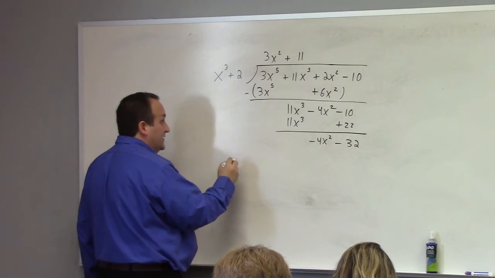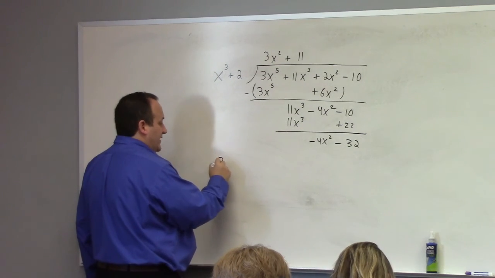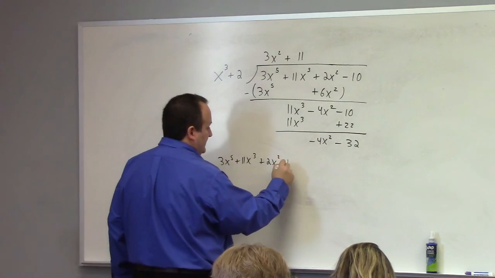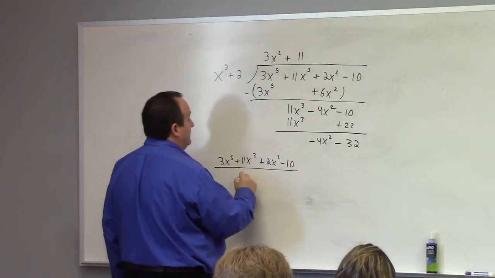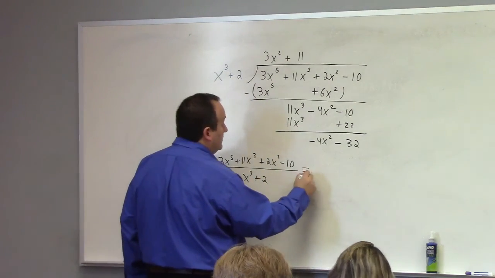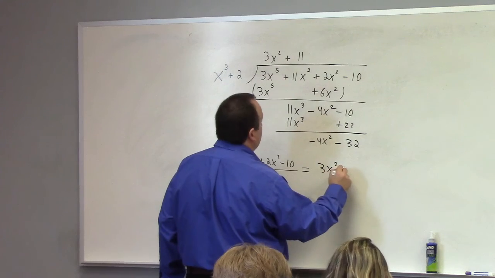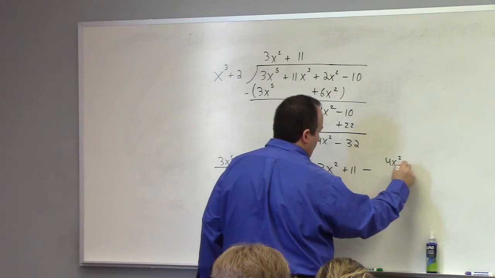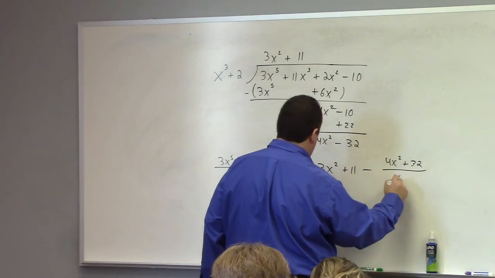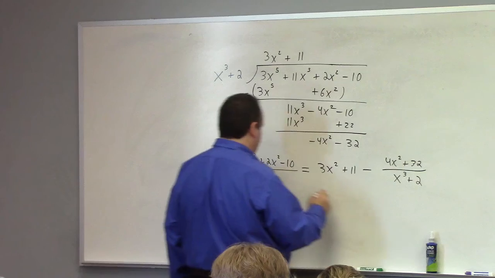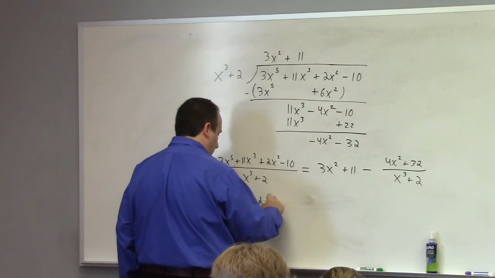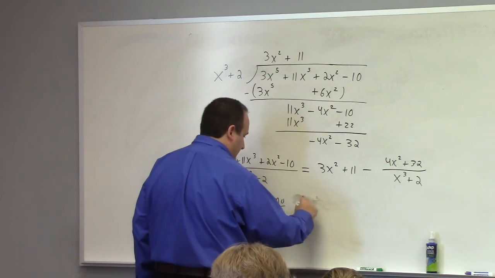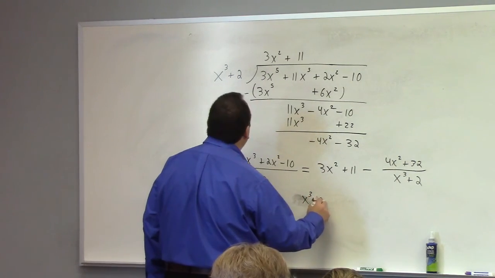And what this means is that 3x to the 5th plus 11x cubed plus 2x squared minus 10, divided by x cubed plus 2, is equal to 3x squared plus 11 plus the fraction minus 4x squared minus 32, all divided by x cubed plus 2, right? And no, it does not factor. x cubed plus 2 is not a factor.